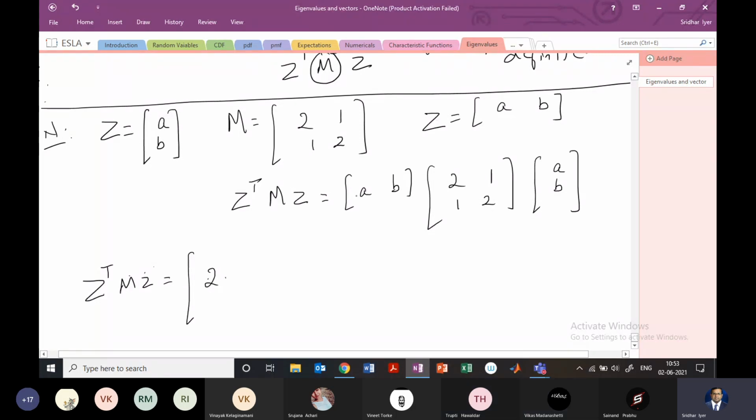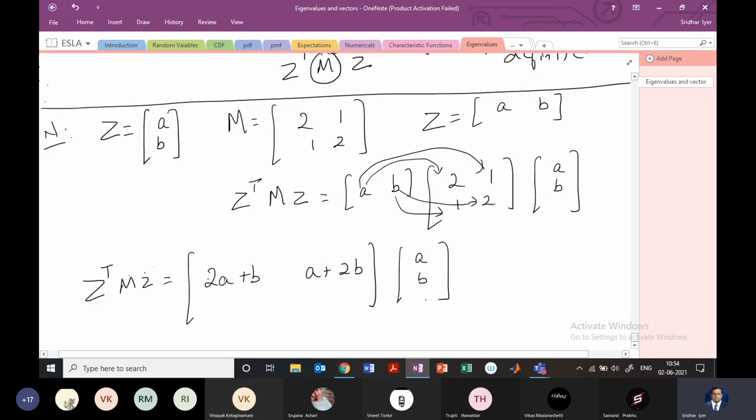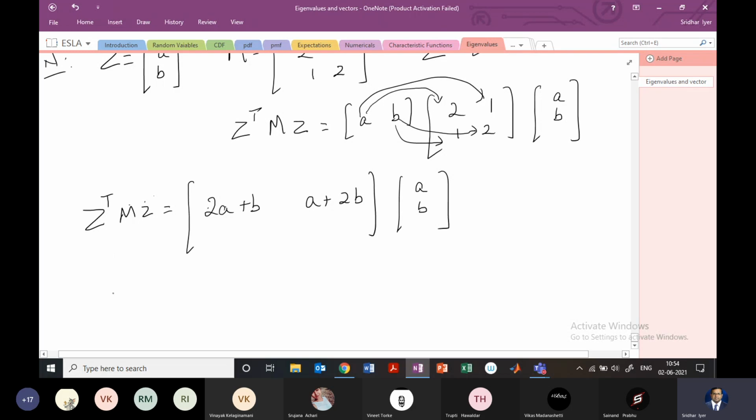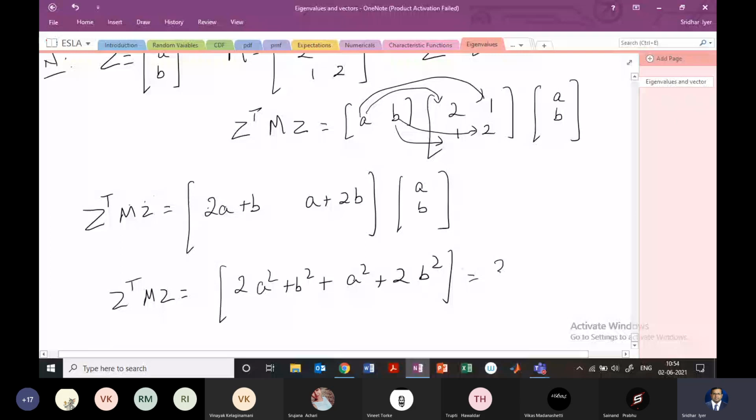So I'll multiply element by element. So you'll have 2a plus b, and then you'll have 1a plus 2b, right? So you get 2a plus b, and then a plus 2b, that multiplication, and this will be multiplied with a, b, that is z, right? So therefore, z transpose Mz. Now if we multiply, this will be multiplied with a, right? So you'll have 2a square plus b square plus a square plus 2b square, right? So this will become 3a square plus 3b square, right?